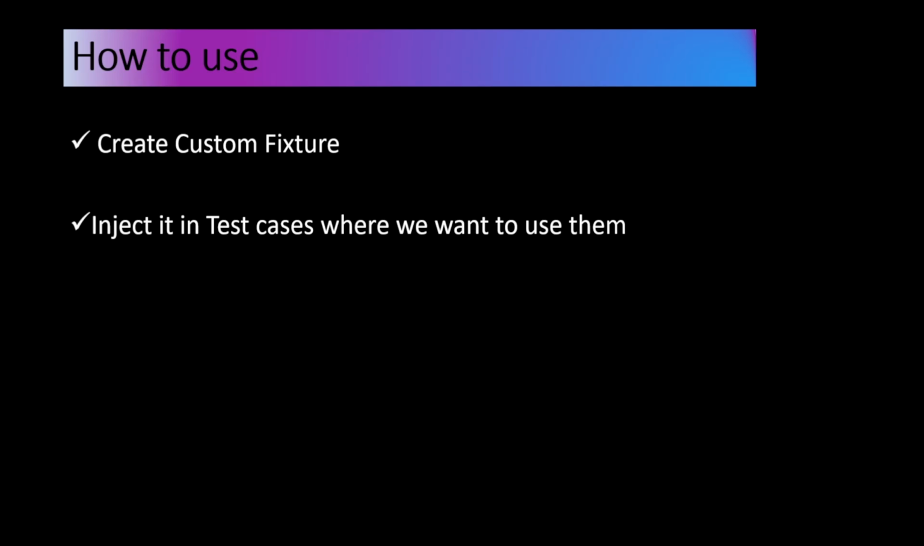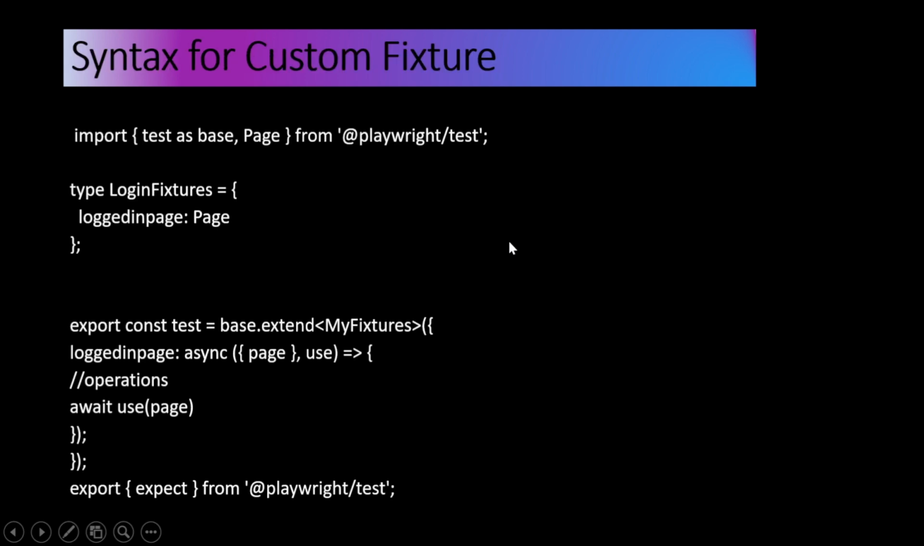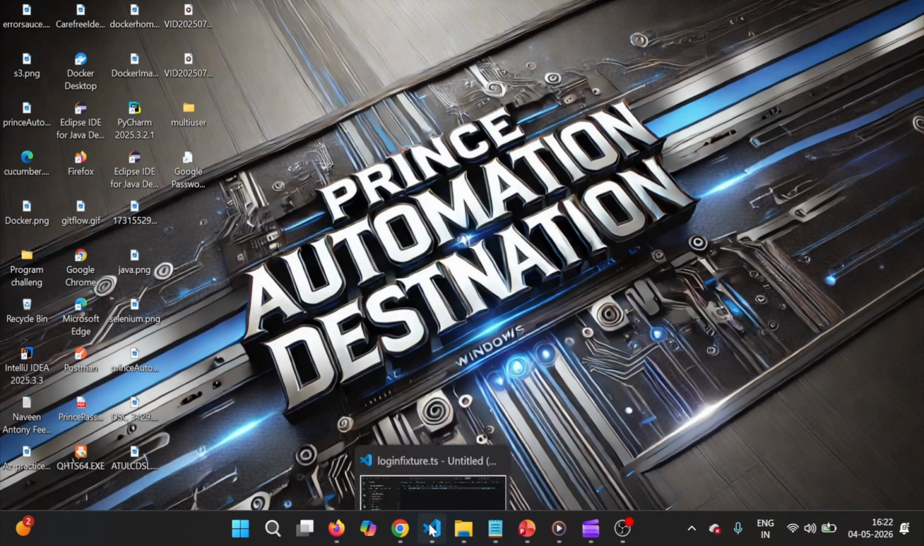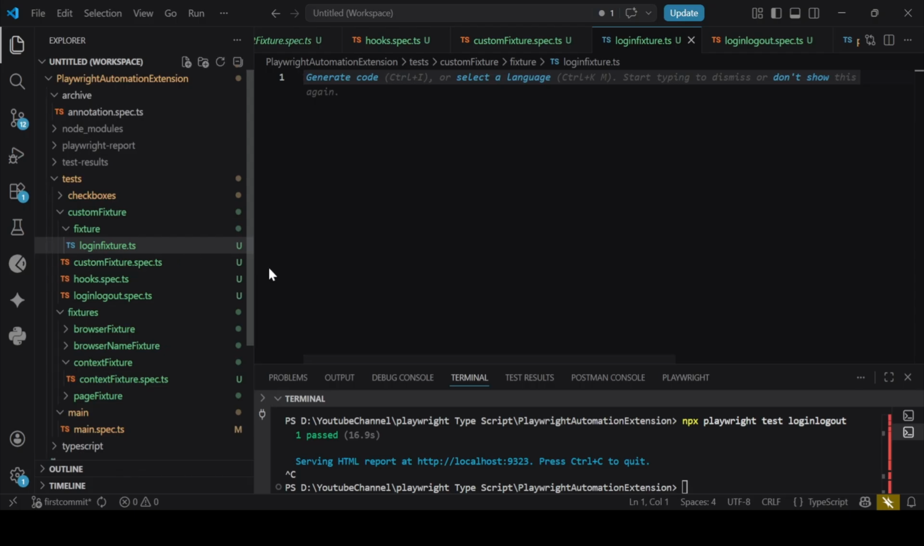So how to use it? First of all, we need to create a custom fixture, then we need to inject it in the test case where we want to use it, right? So this is the syntax. To demonstrate, let me go to this particular framework.